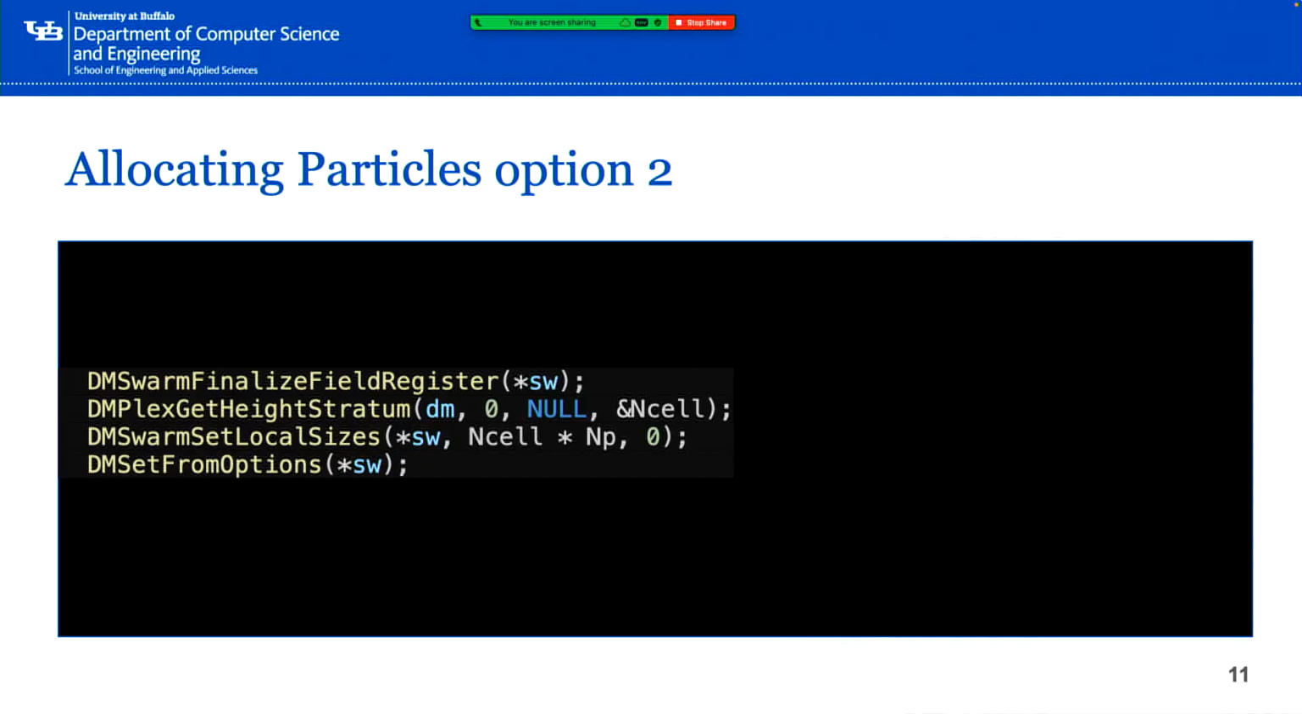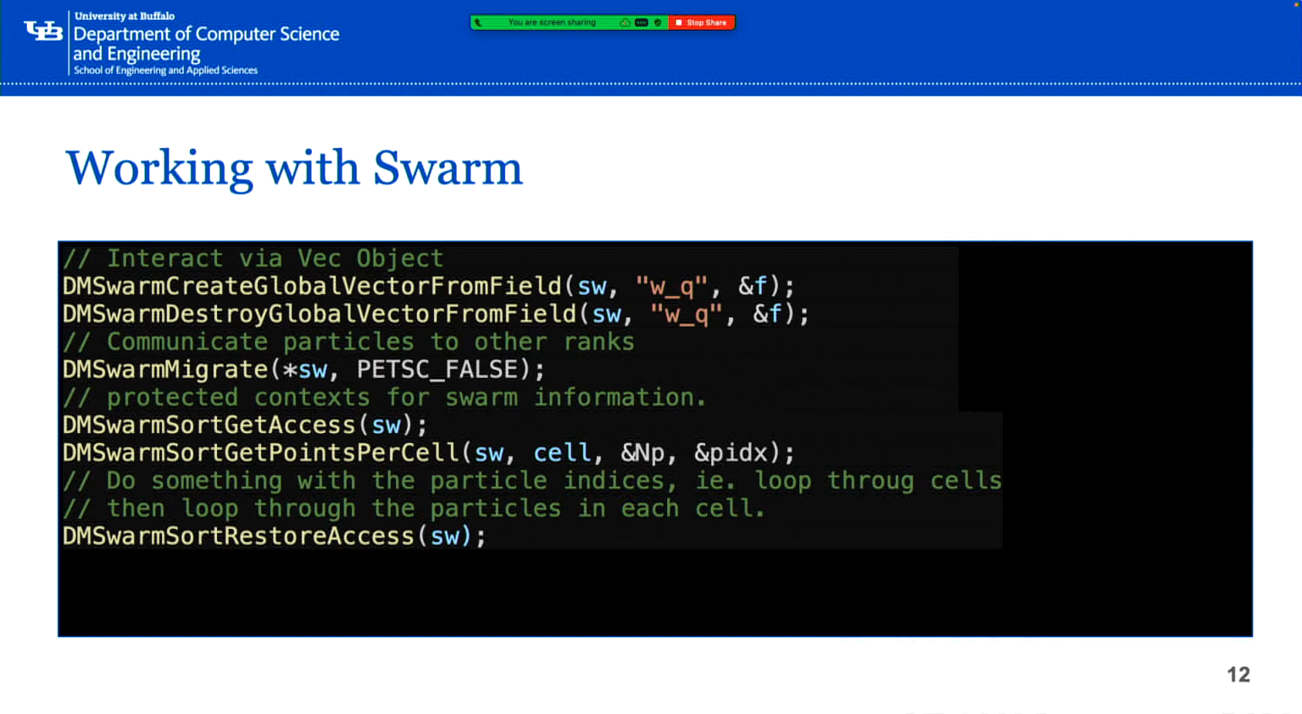you define all your fields that you want. You say we're working with a plex, so I get the number of cells, and then DMSwarm set local sizes, so it'll allocate the size of the swarm, so the number of particles that you have and that you're storing, it'll allocate all the data types for you on the local rank, and then just set from options to get some additional DM type options on your swarm.